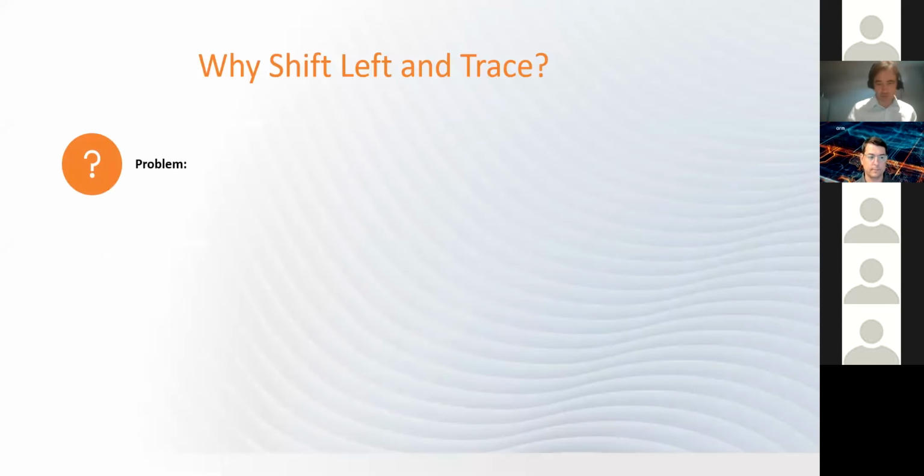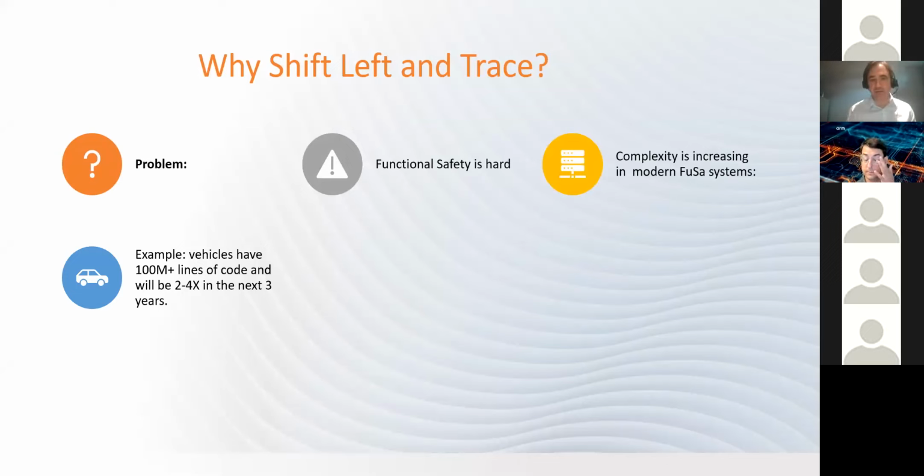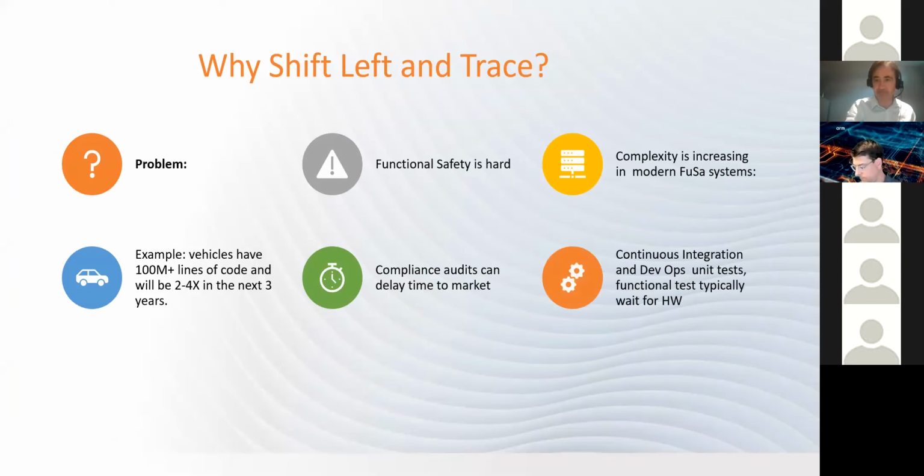So before we hand over to Christopher, why shift left and trace? The problem is that functional safety is not trivial. It's hard. Complexity is increasing in modern FUSA systems. An example of this is vehicles. Modern day vehicles have 100 million lines plus of code. That'll be increasing by 2 to 4x in the next 3 years. And if the information is not properly documented, both in code and assets, compliance audits can delay time to market.